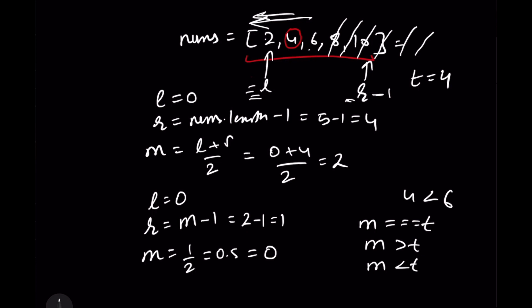Our mid value cannot be 0.5 because the positions of these elements will always start from 0, 1, 2. They will be whole numbers. They can't be 0.5 or 0.8. So that's why we'll convert this into 0.